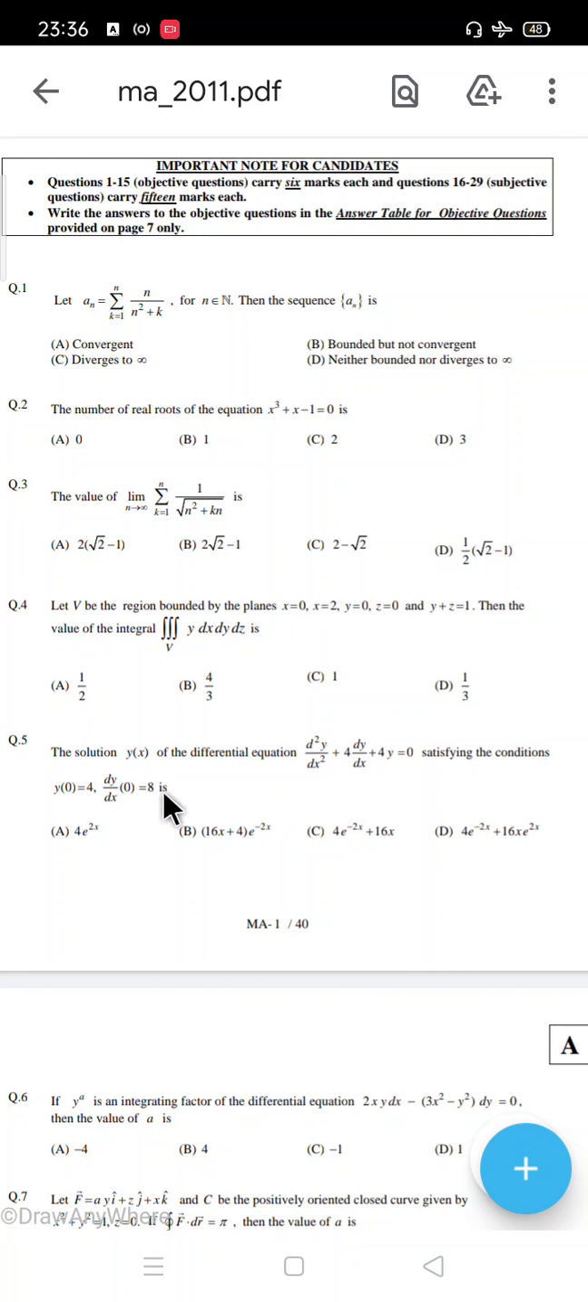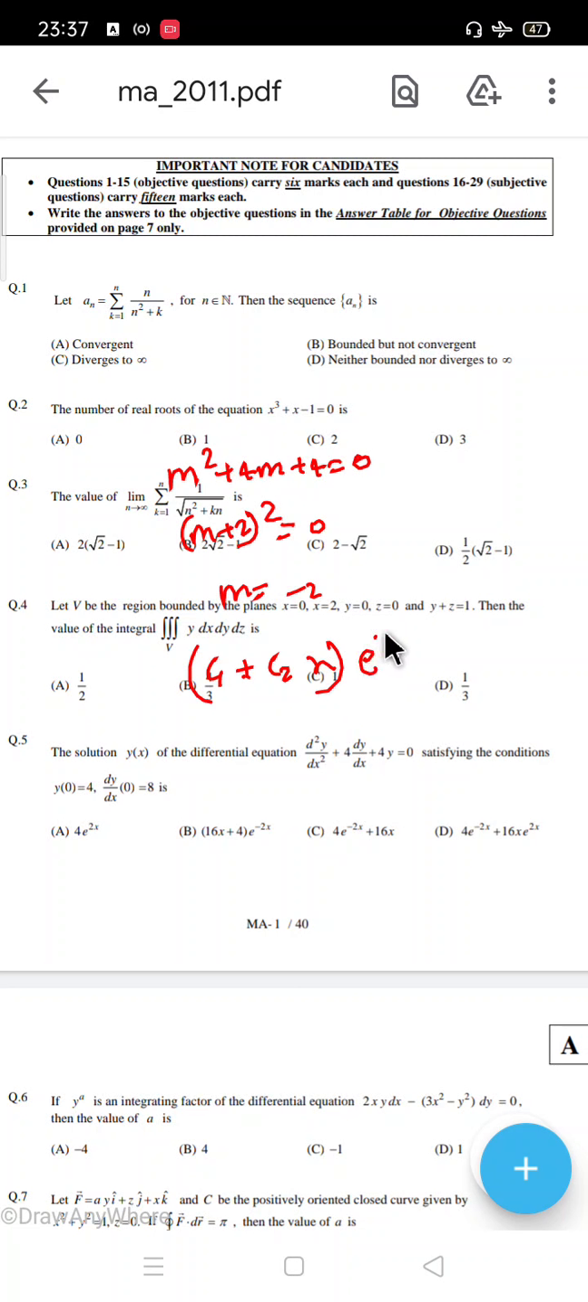The solution y of x of the differential equation, this satisfies... yeah, that is also quite simple. So you need to solve this: m square plus 4m plus 4 equal to 0. So I can write it as m plus 2 the whole square equal to 0. So the answer is m equal to minus 2. So what is the answer? C1 plus C2 x e raised to minus 2x. This is our general solution.